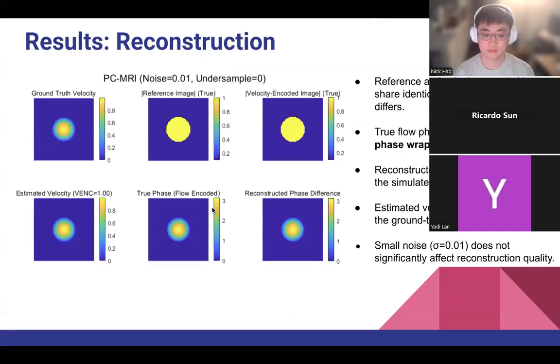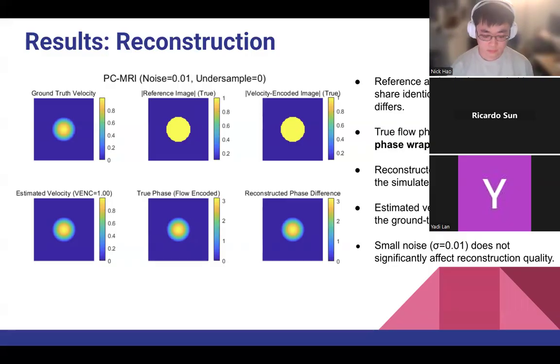Here we show the reconstruction results under noise-only conditions with no undersampling. The reference and the velocity encoded images share the same magnitude, meaning only the phase carries flow information. Because the true flow phase stays within pi, there is no phase wrapping. The reconstructed phase difference matches the simulated true phase very closely. As a result, the estimated velocity accurately reproduces the ground truth laminar flow profile. Even with small noise added in k-space, the reconstruction quality remains stable and reliable.